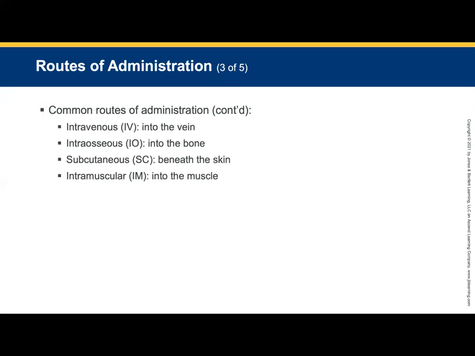Some of your other routes of administration, these are for knowledge, basically. You have your IV, which is into the vein, and IO, which is what we can use to drill into the bone as paramedics. You can do a humerus, which is into the shoulder, or you can do IO into the tib-fib area, right below the knee.